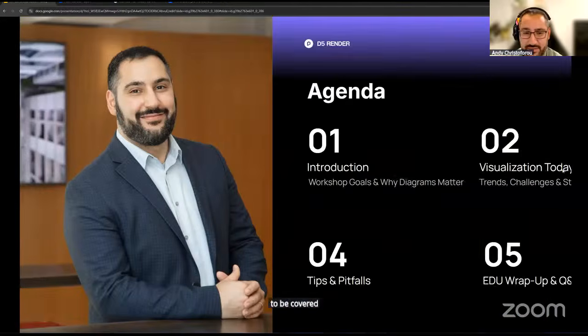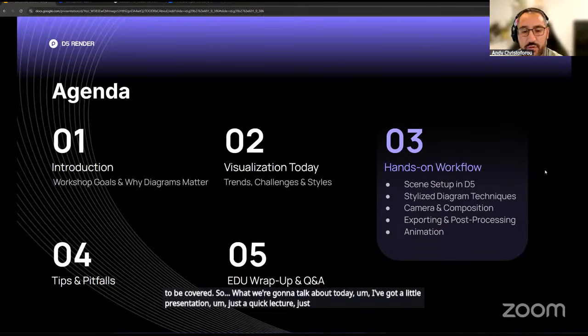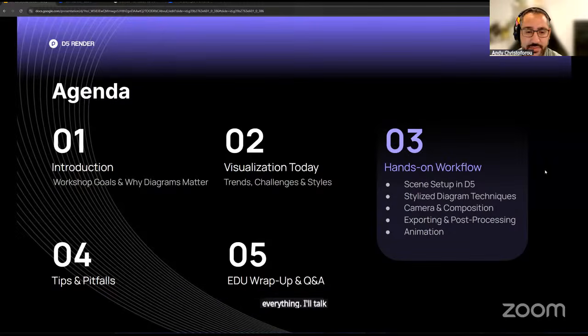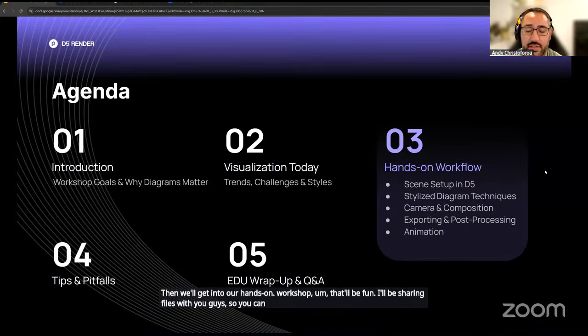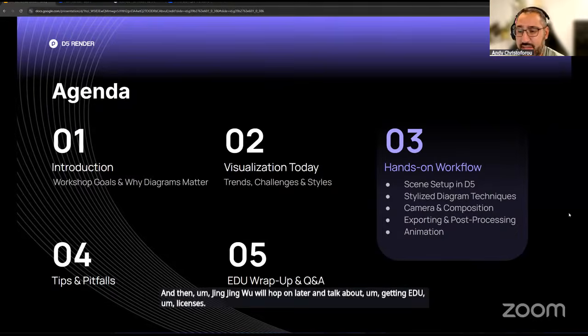So what we're going to talk about today, I've got a little presentation, just a quick lecture, to go over everything and talk a little bit about visualization trends. Then we'll get into our hands-on workshop. That'll be fun. I'll be sharing files with you so you can follow along. So make sure you've got D5 ready and you're on your working computer, of course. And then Jingjing Wu will hop on later and talk about getting EDU licenses. They're free, and that setup.